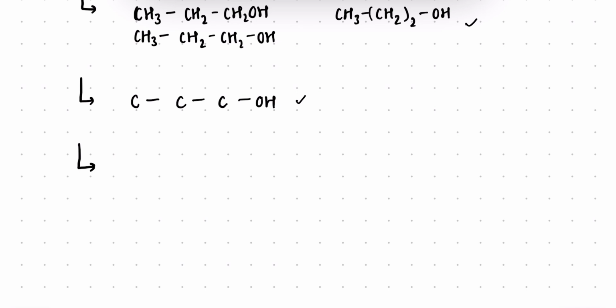So if we're doing a propanol structure, we have 3 carbons. That means there has to be 3 carbons present in our bond line structure, which includes the ends of the line as well as the vertex. So if I were to do this, that would be wrong because these are the ends of the line and there are only 2. There are no vertices present in between.